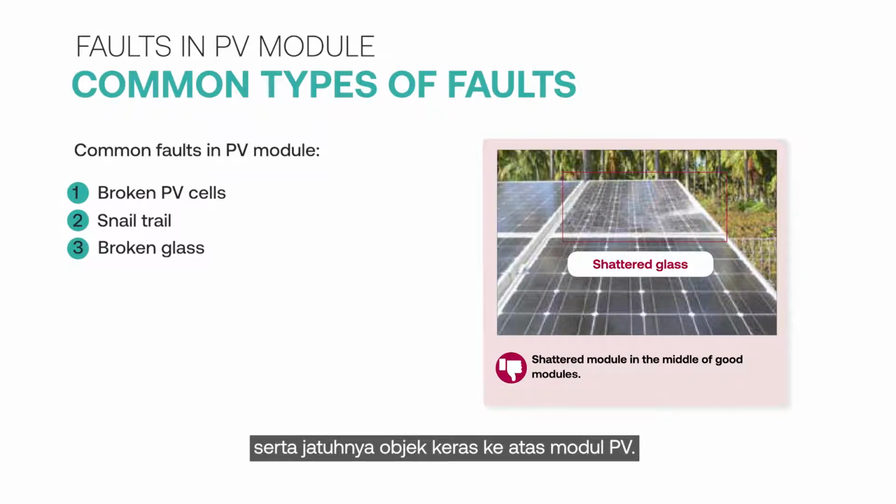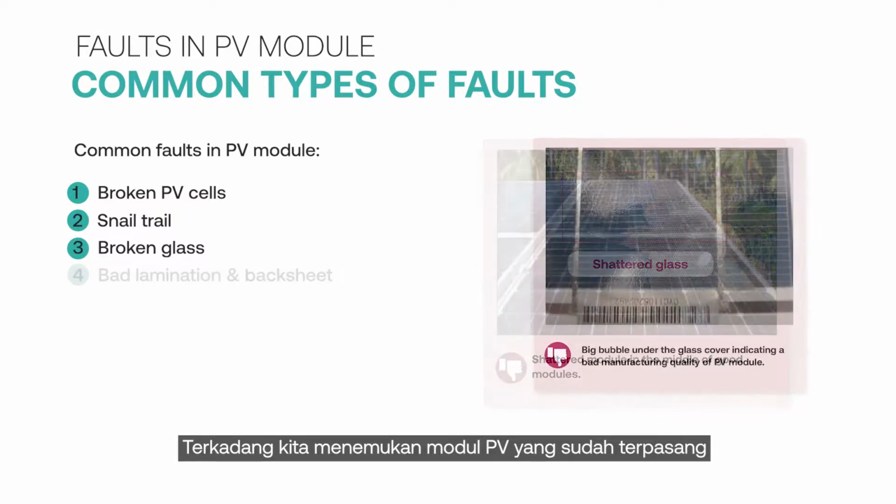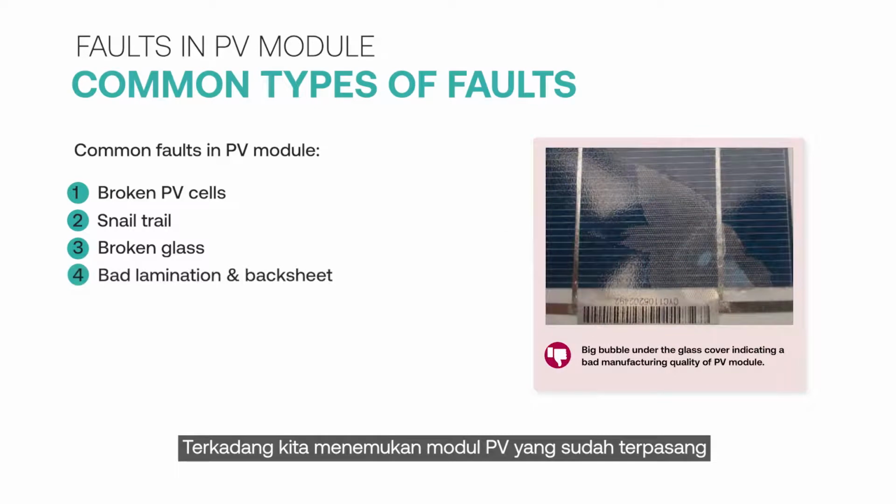Sometimes we find PV module that has been installed for several years experiencing cracks on the backsheet side. The main cause of this fault is due to bad selection of components. Or to put it simply, the quality of the PV module is bad. Bad lamination and backsheet that is easy to break will allow water vapor to easily enter the PV cells.